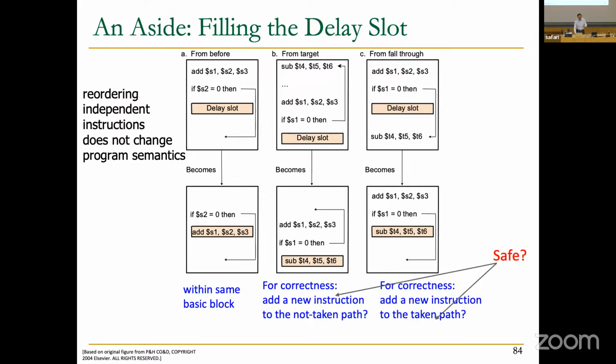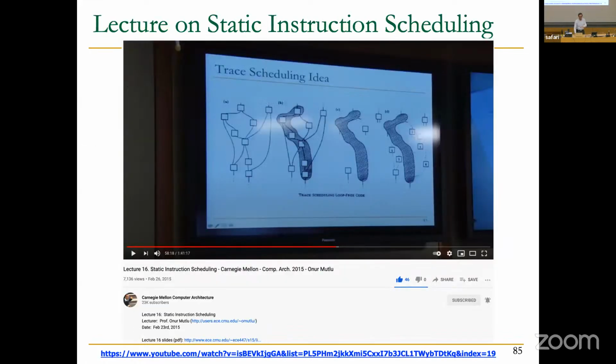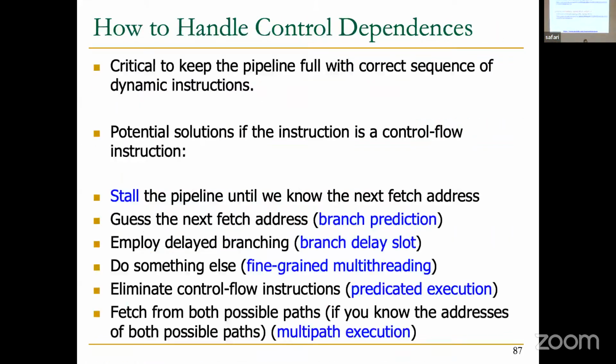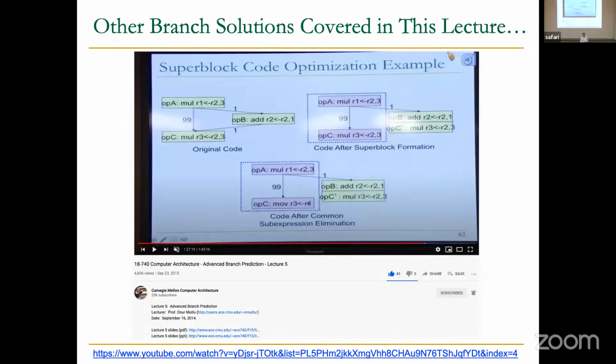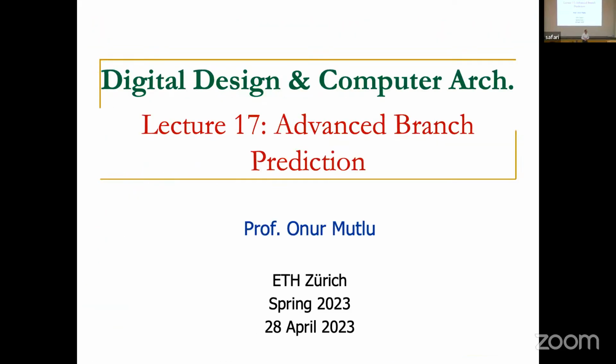I'm not going to talk about this since we're already out of time, but you can learn more about this in the static instruction scheduling lectures. Okay, so I wanted to cover this because there are some bad ideas, as you can see. Even though they have good trade-offs, you really don't want to tie some ISA semantics to the hardware implementation, as you saw. Okay, with this, we're done with branch prediction.